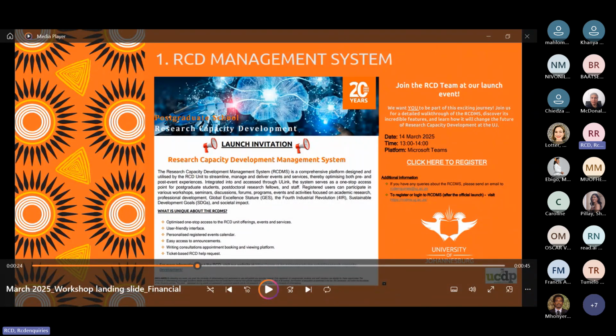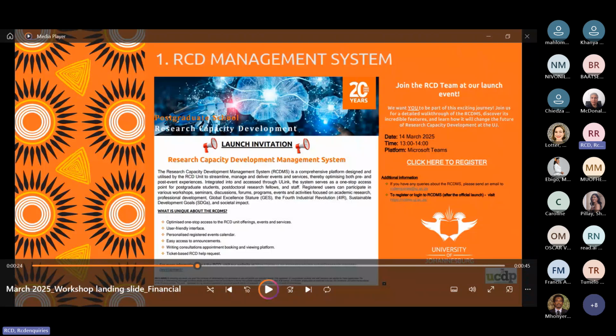So before I begin the session, I would just like to introduce, as you can see there on the slide, I hope everybody can see it. We will be launching our Research Capacity Development management system. It's a very comprehensive platform designed to utilize the RCD unit to streamline and deliver event services, thereby optimizing the workshop and post-workshop experiences. So this is a very unique system. It's optimized one-stop shop access to RCD offerings. All our events, all our services will be offered on the system and it will be integrated on the ULink system.